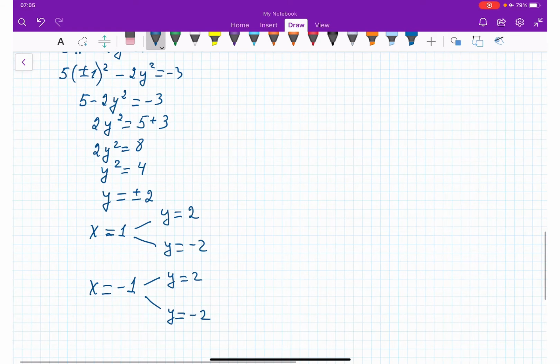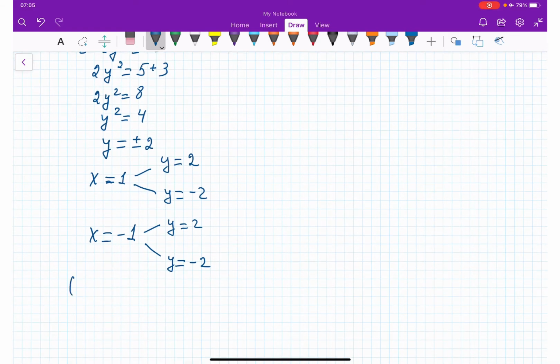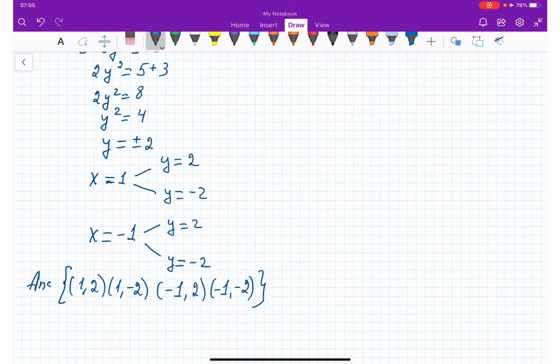So let's write down the answer. Here it's going to be x is 1, y is 2; x is 1, y is negative 2; x is negative 1, y is 2; x is negative 1, y is negative 2. Okay, and this is going to be our answer. Let me write down the answer.